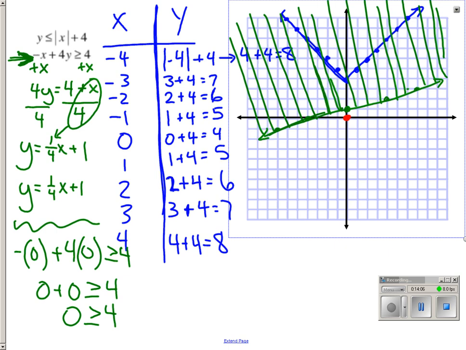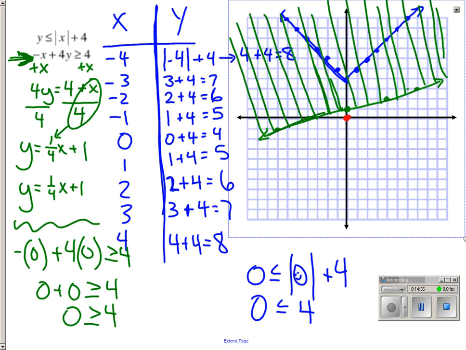Blue guy is next. Here we go. Again, I'm going to test the point 0, 0. It's easy to work with. 0 is less than or equal to the absolute value of 0 plus 4. That means that 0 is less than or equal to the absolute value of 0. That's 0. Hooray for easy to work with numbers. And I'm going to add 4 to it so I get the number 4. That's true. That test point worked for the blue one, worked for the absolute value V.